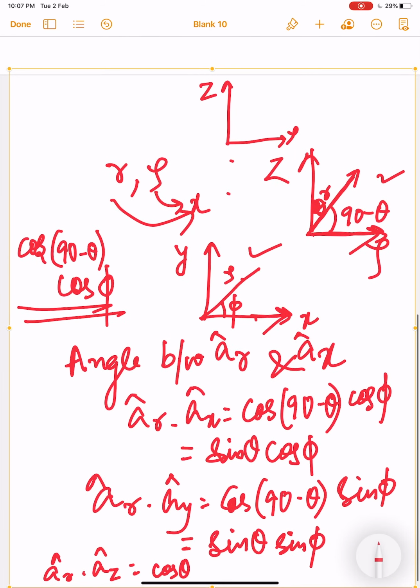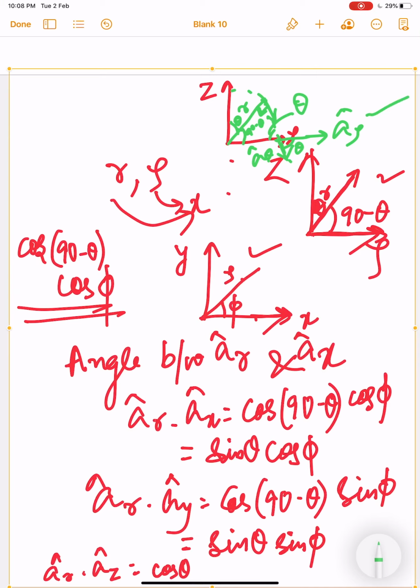So if I drop it down over here, something like this, this is my a theta cap direction. This is my a rho cap direction. So basically if this is theta, this one is 90 minus theta and this one is theta. So what can I say? This is the opposite angle, so this will be theta. So the angle between a rho cap and a theta cap is theta.